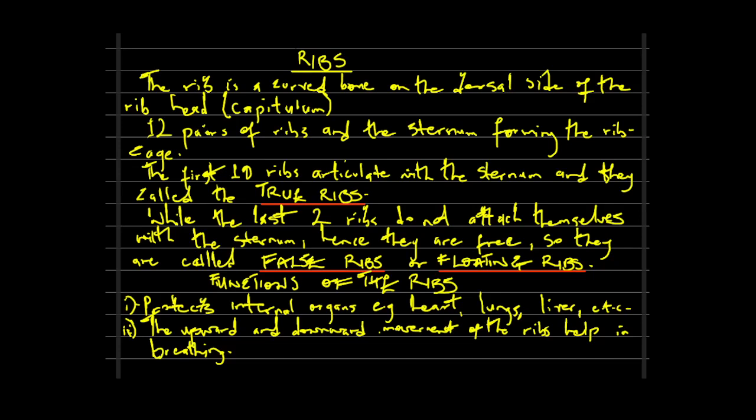So the next thing we'll be talking about is the appendicular skeleton. We have successfully discussed the axial skeleton. We've talked about the skull, the vertebral column, and the ribs that articulate with the backbone to form the rib cage. So those are the parts that make up the axial skeleton. Now we'll be talking about the appendicular skeleton.